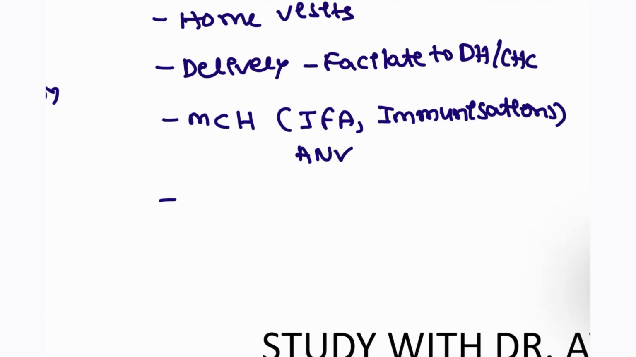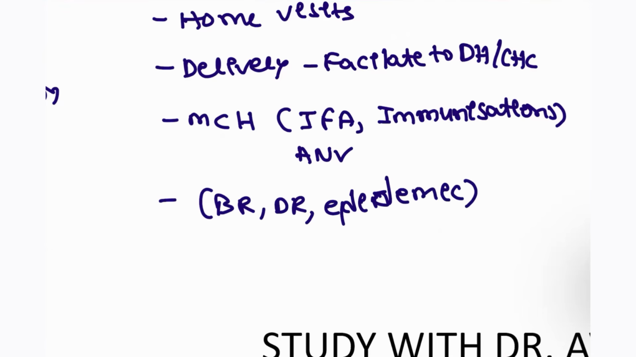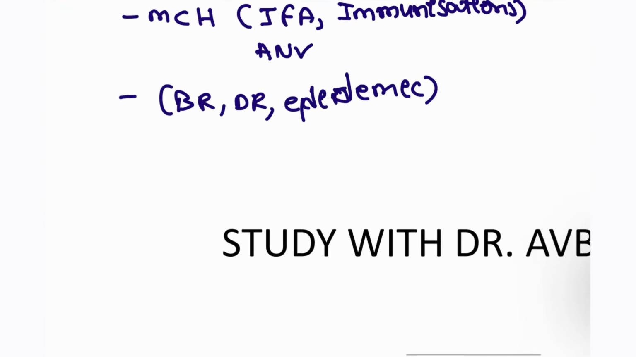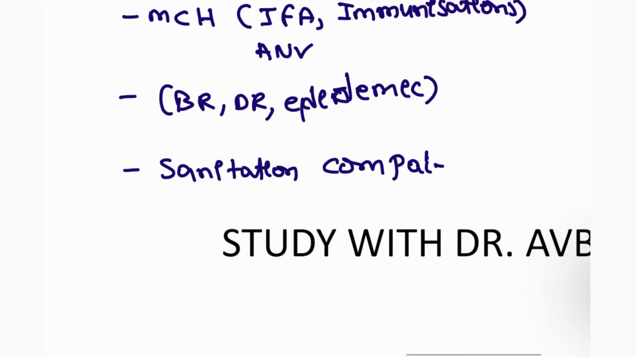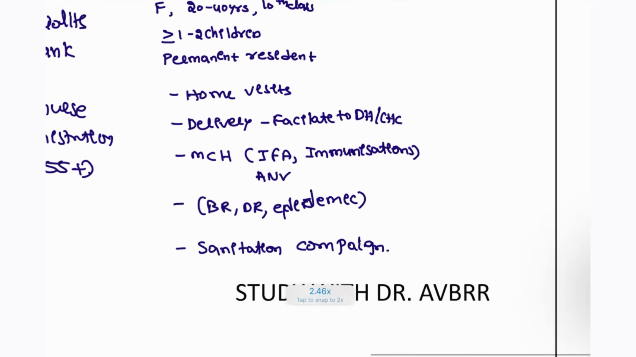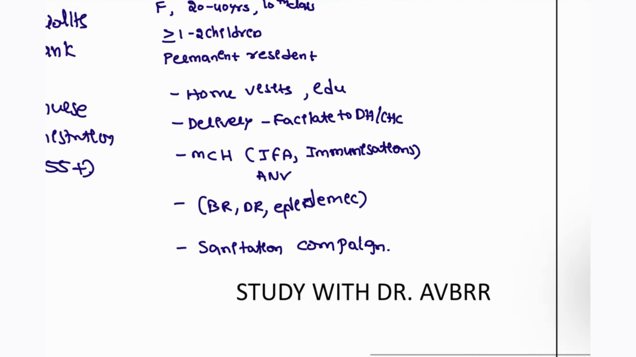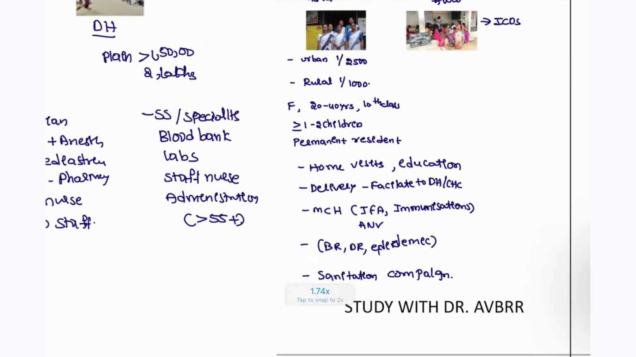Next, documentation. For example, birth rate, death rate, and epidemics like polio, or if she has seen cholera, this can also be recorded. Next, sanitation campaign. She can also do the sanitation campaign. What are the drugs she can give? TB drugs, iron folic acid, antibiotics, and ORS. And she will be educating about health management at the PHC centers. That is one more thing she can do.